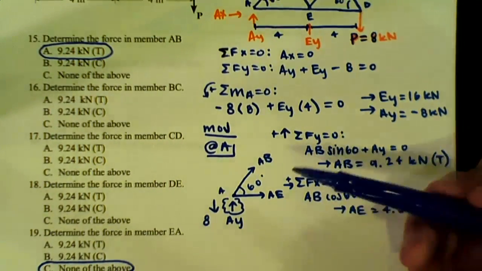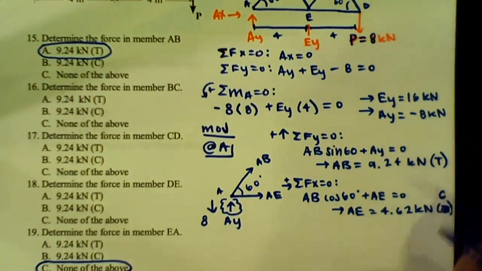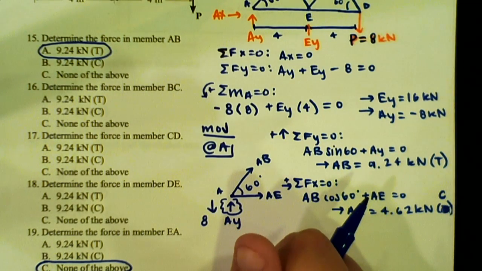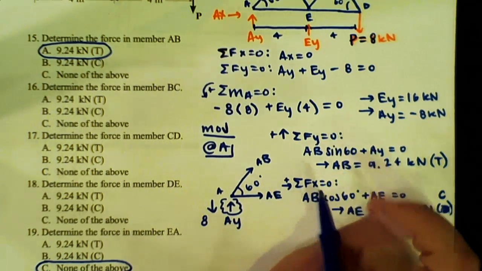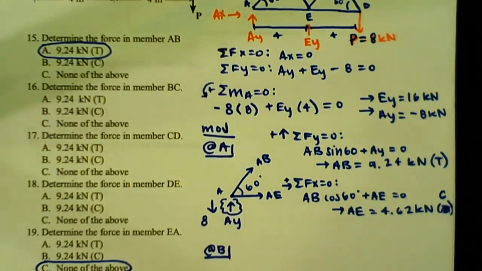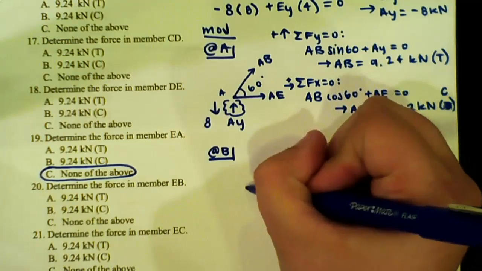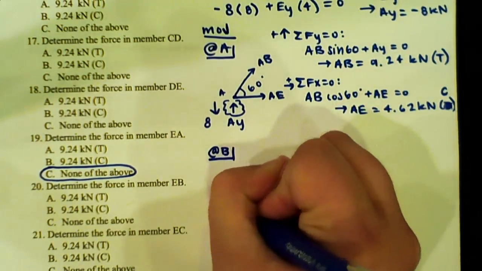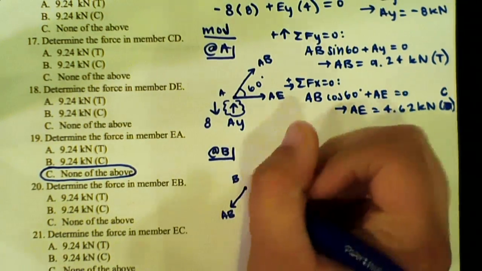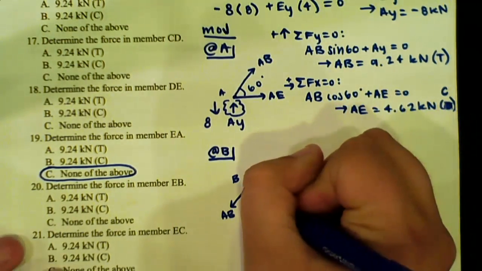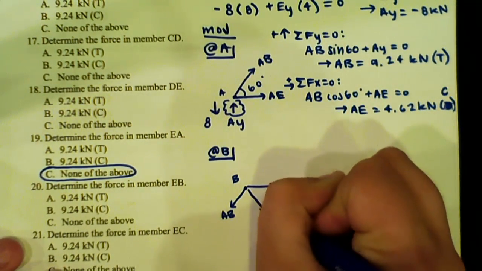So we did our method of joints at A. So next we can go over to B. So again, free body diagram. So we have our AB acting downwards. We have BC going directly to the right. And we have BE.